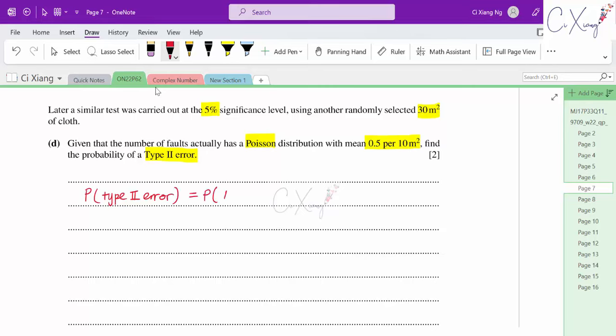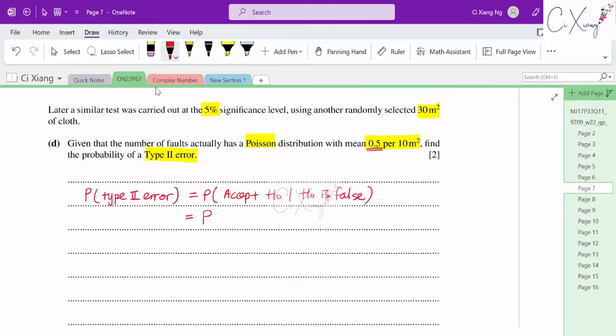For type 2 error, it basically means that we accept the null hypothesis when the null hypothesis is false. Our original null hypothesis is lambda equals 7.2, or 2.4 per 10 meter squared. But when the null hypothesis is false, we need another new lambda to calculate the probability. So here they are giving us a new lambda, which is equal to 0.5 for 10 meter square.